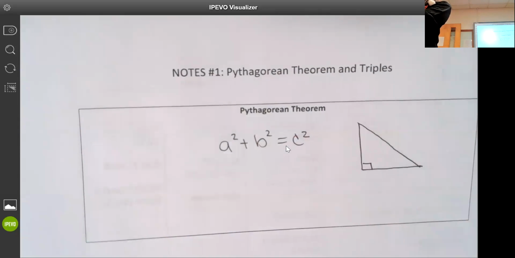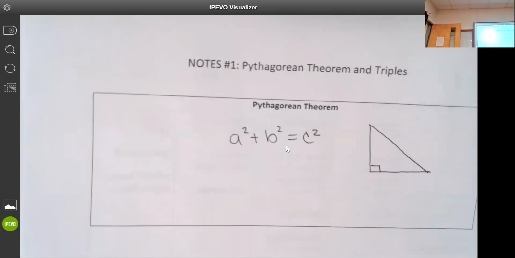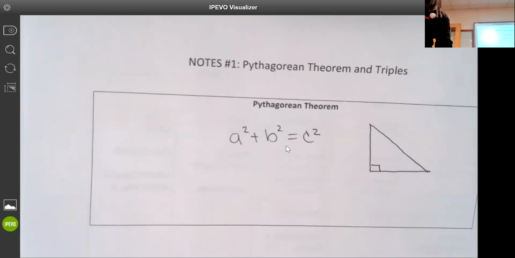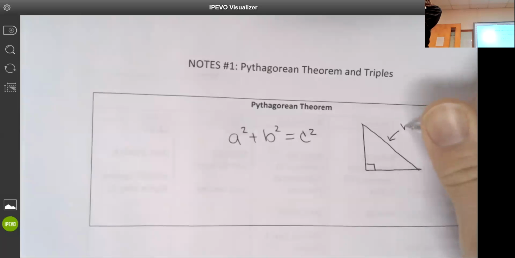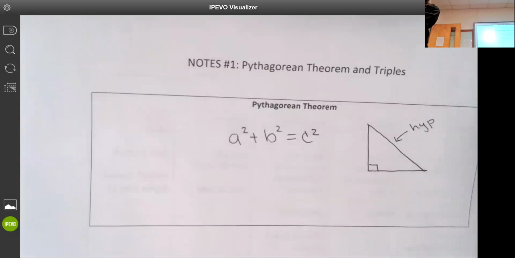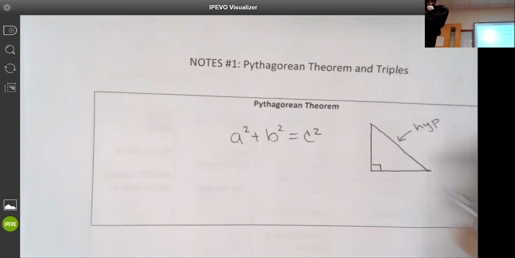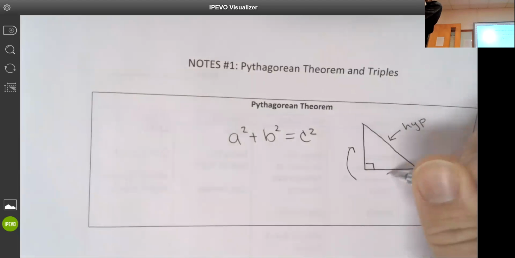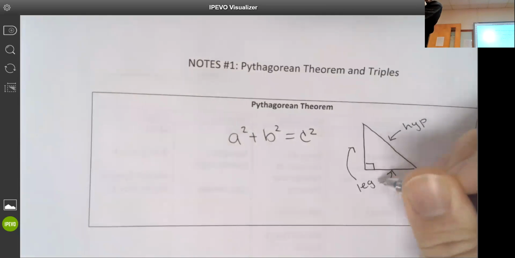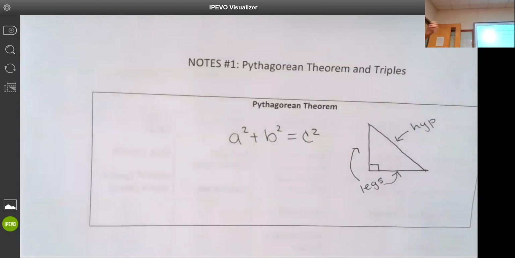And when we have a right triangle, we have a hypotenuse. Now the hypotenuse is always the side that's across from the right angle. It's the slanted side, or you can think about it as the side across from that 90-degree angle. And the other sides of my triangle are called the legs. These are the legs of my triangle.